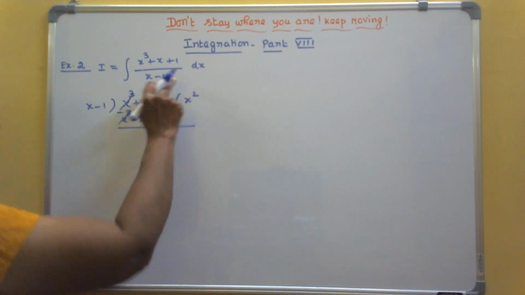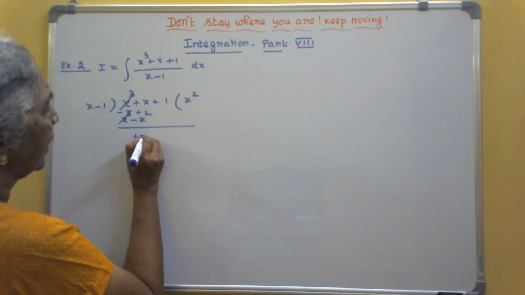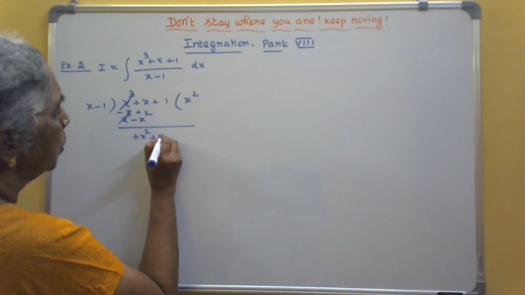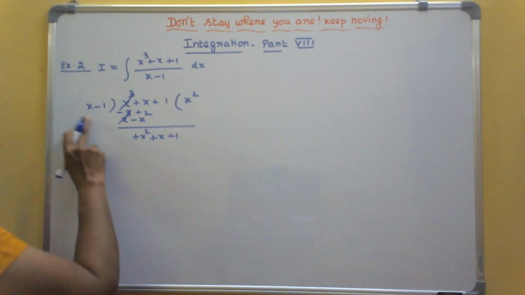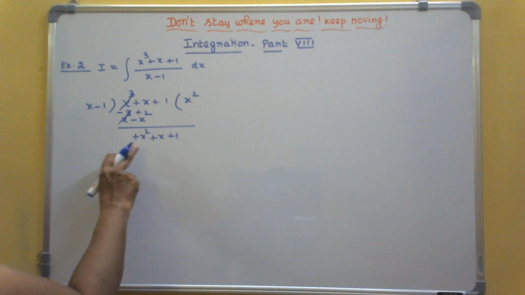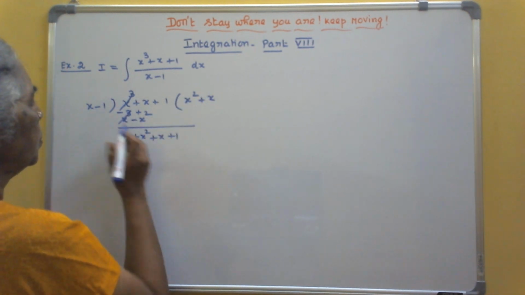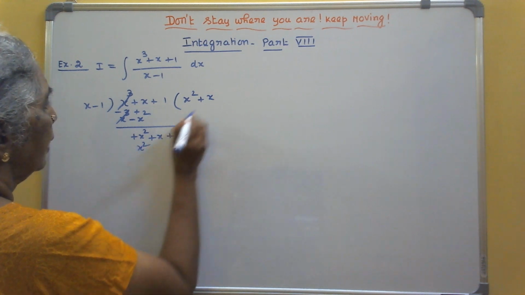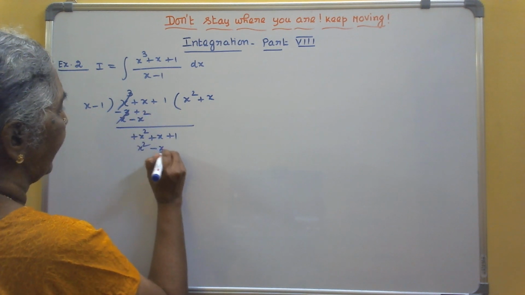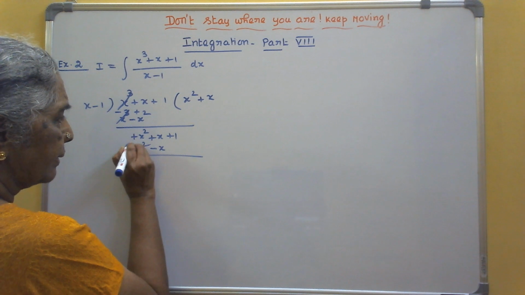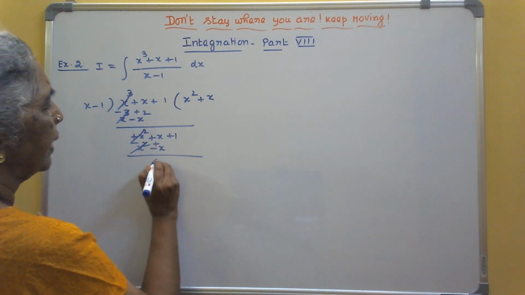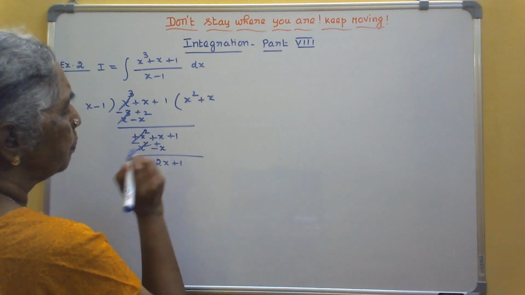Now there is no x squared here, so write plus x squared. Then write the other two terms also. Again the first term by first term, so x squared by x will give you x. X into x is x squared. X into minus 1 is minus x. Right? Change the sign again. X squared will get cut. You will get 2x plus 1.